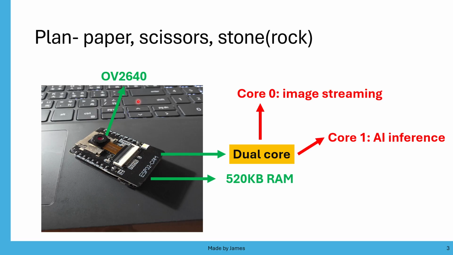So how do we present the results to the user after the chip has calculated? Here we adopt a dual-core architecture. On one hand, we stream the real-time images to the browser via Wi-Fi. And on the other hand, we use another core for AI inferencing.